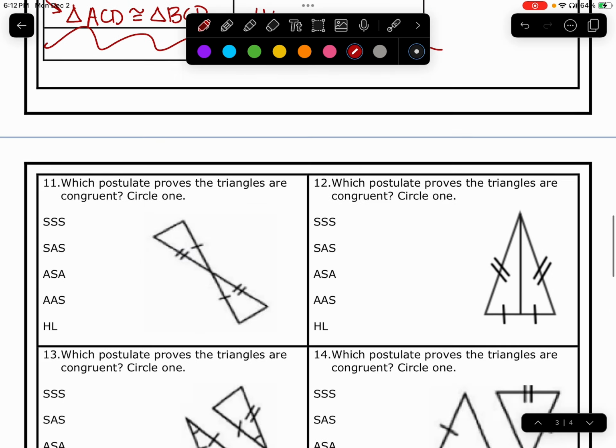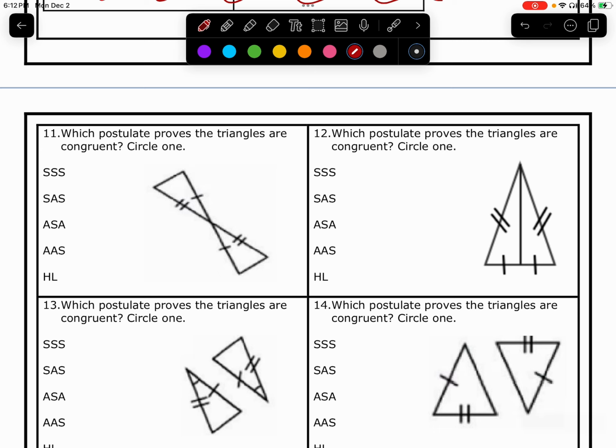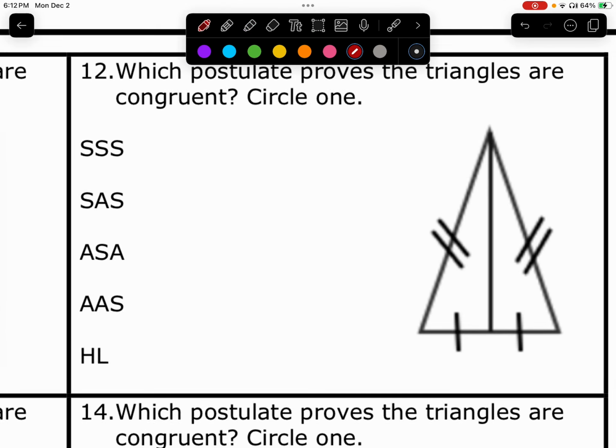All right, number 11. What postulate proves the triangles are congruent? Circle one. All right, so right off the bat, I see here I've got two congruent angles because of vertical angles. And that means this is going to be side, angle, side. Go ahead and try number 12.